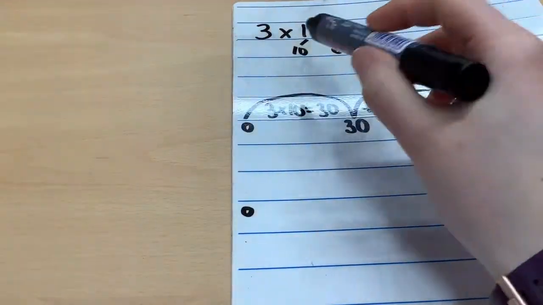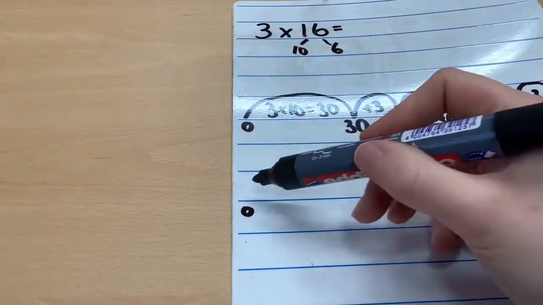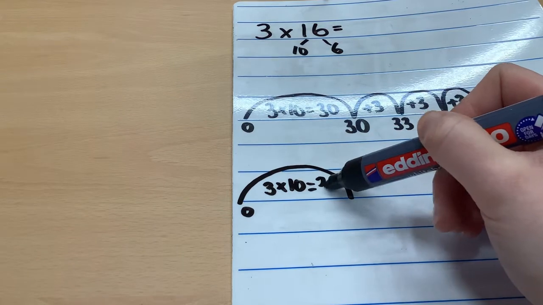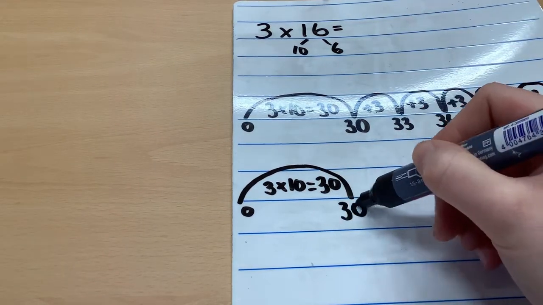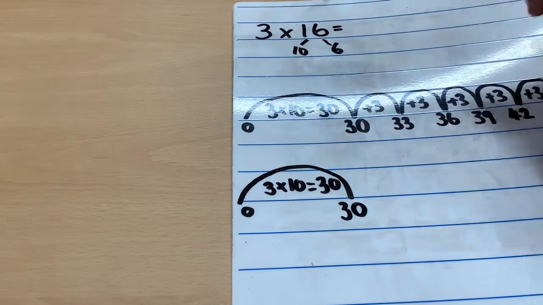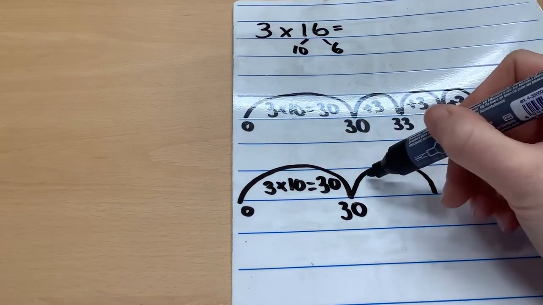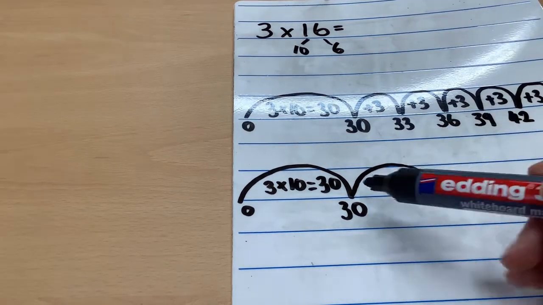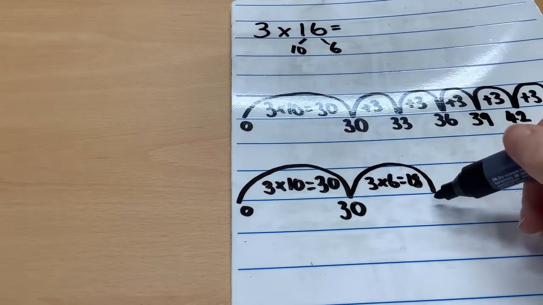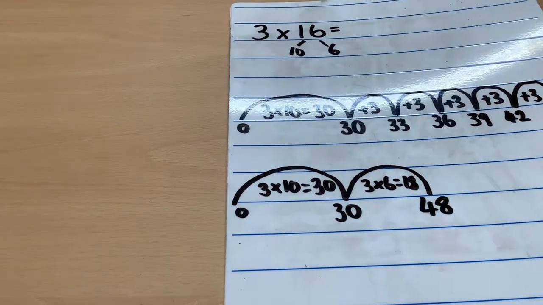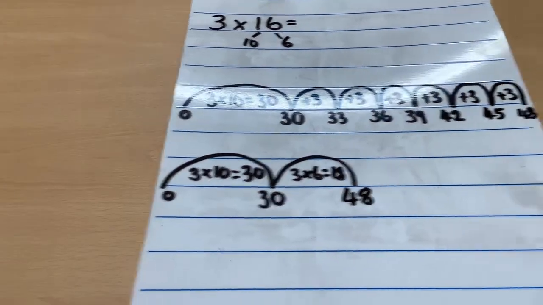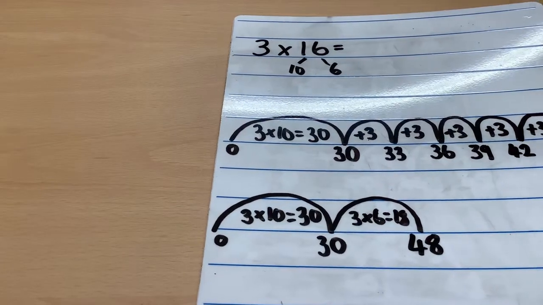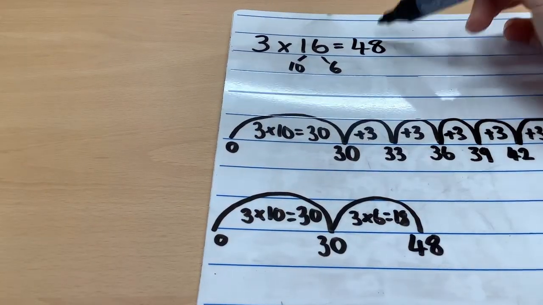Start with the 0, do your 3 multiplied by 10 first as one big jump. 3 multiplied by 10 equals 30. And I put that under the line. And then I'm going to do 3 multiplied by 6 as a jump as well. 3 multiplied by 6 equals 18. So that 18 is what I've got to add onto the 30. 30 add 18 is 48. So I've got the product of 48 here, and I've got the product of 48 here. So the product of 3 multiplied by 16 is 48.